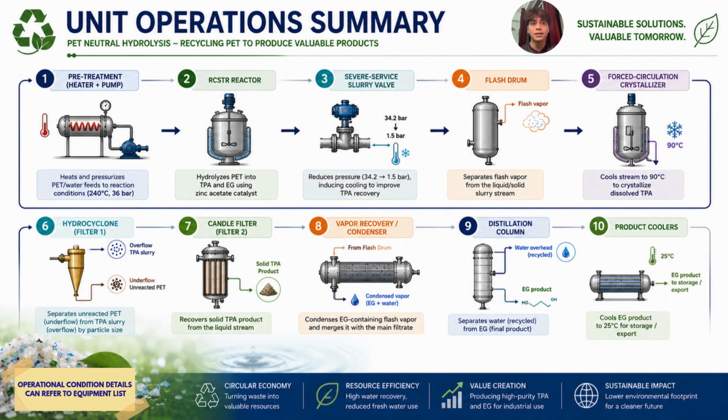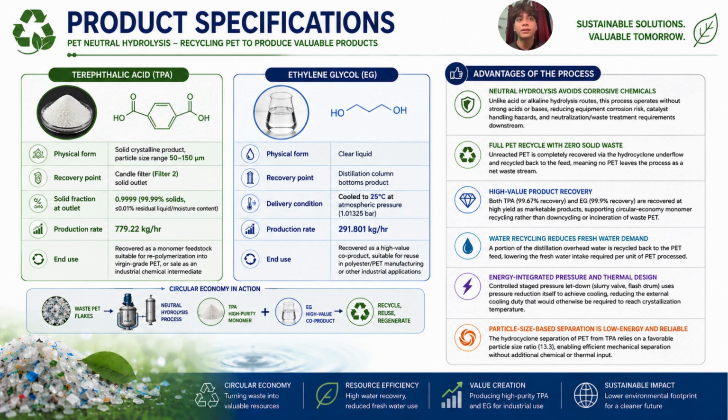Step 8 is the vapor recovery condenser, which condenses the EG flash vapor and merges it with the liquid filtrate. Step 9 is the distillation column, separating the water overhead for recycling, leaving high purity ethylene glycol at the bottom. Step 10 utilizes a product cooler to drop the final ethylene glycol product to a stable 25 degrees Celsius for industrial storage and export. So the final high-value chemical product specifications achieved by this process layout are highly optimized.